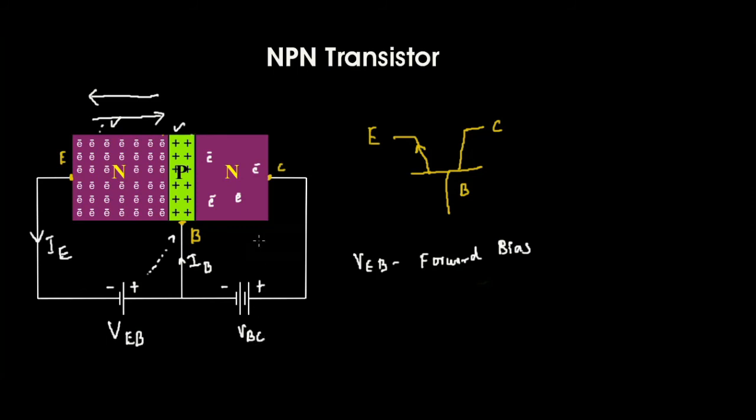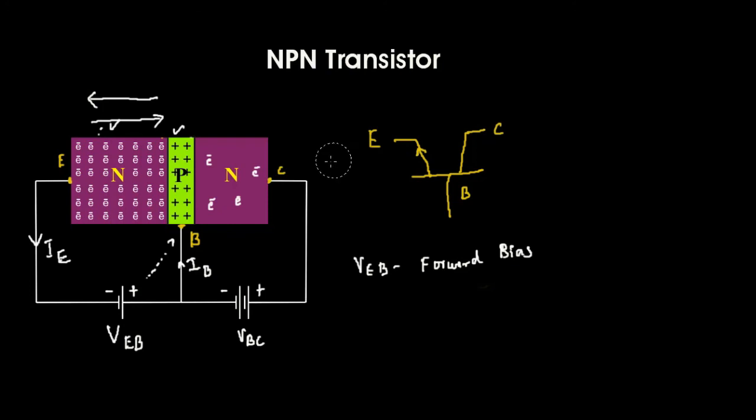Why? Because this P layer and N layer, I'll just erase all this, please wait. Sorry for the trouble, I'm just erasing this for your attention, right? So this is a P layer and an N layer, and this is also a PN junction diode now, right? This PN junction diode is now reverse biased. VBC is given as a reverse bias voltage to this PN junction diode, reverse bias, right?